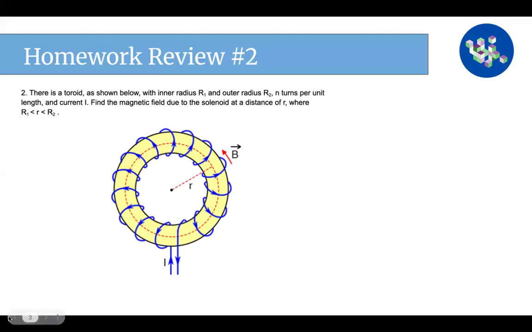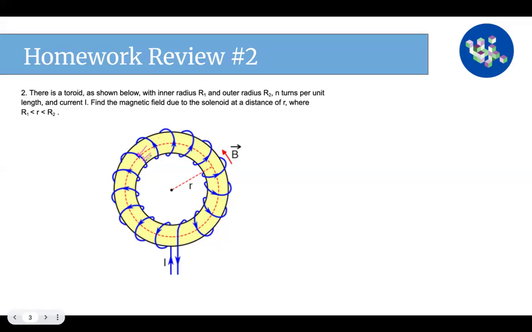All right, there is a toroid as shown below with inner radius R1 and outer radius R2, with N turns per unit length and current I. Find the magnetic field due to the toroid at a distance of small r, where R1 is less than small r is less than R2. So again, if you use the right-hand rule, and let's say I only look at that current loop, I know that the field lines produced by that current loop would be pointing sort of in that direction, right?